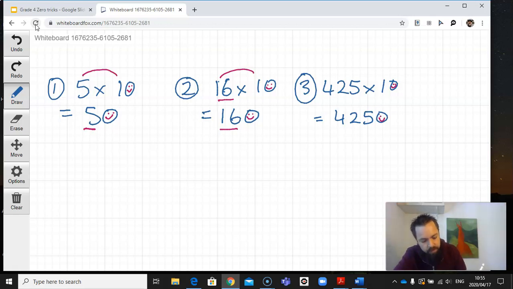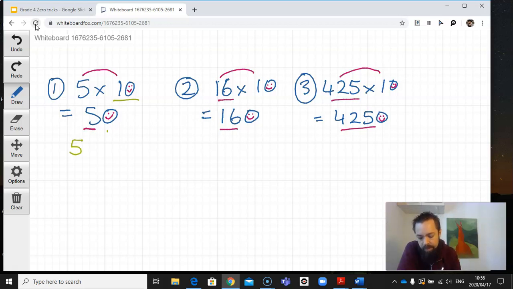I want you to notice that we have 1 0 in each of them, and that 425 times 1 is 425. Are you starting to see the pattern? I hope you are. What we can notice is that when we're timesing by a number that has a 0 in it, we can just drop that 0 down.